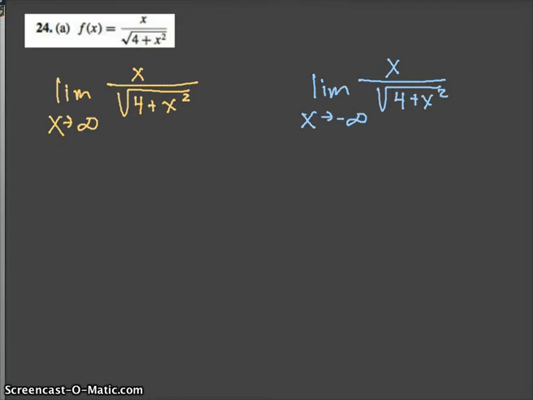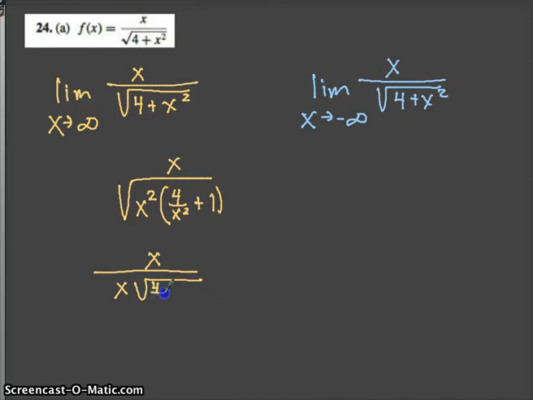We saw in class a few times, and it's also in the notes, if I look at the denominator and factor out an x squared. Why do I do this? Because I know what the limit of 4 over x squared is as we approach infinity. It's 0. And what's the square root of x squared? x. No problem.